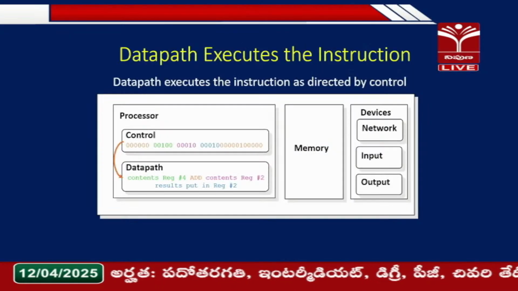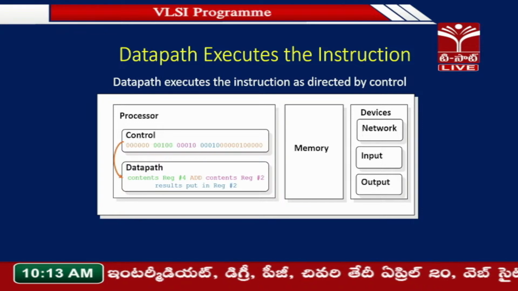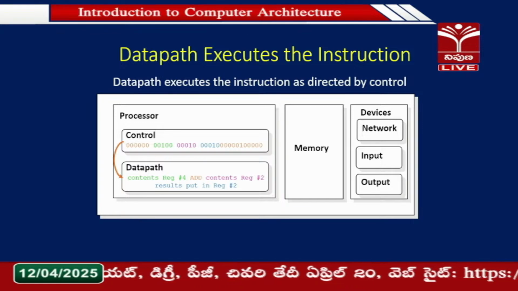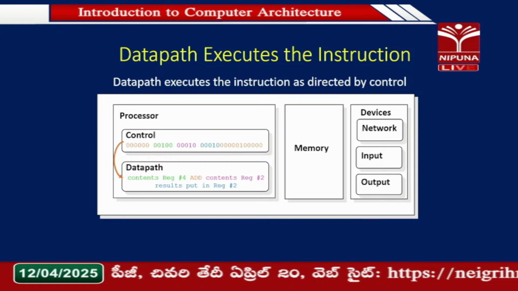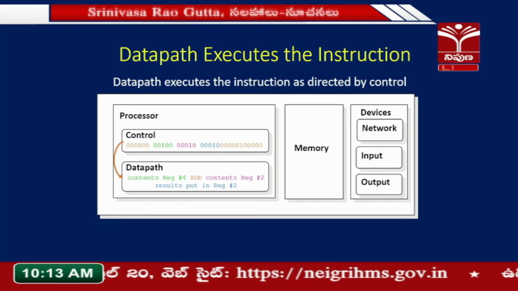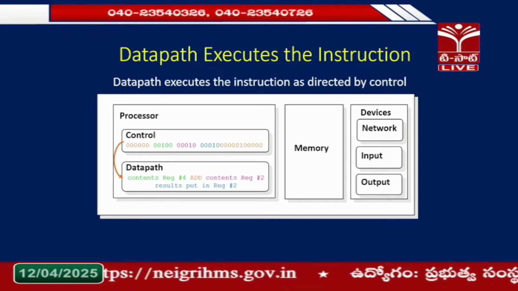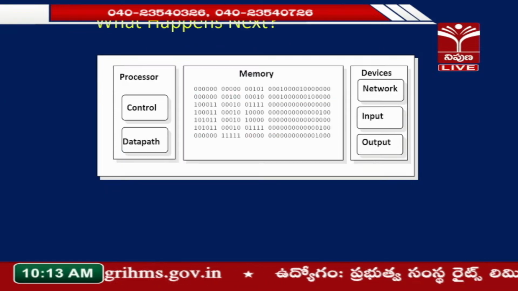Okay. So, once you have that, the control unit executes the instructions as directed by the control, right. And now this particular instruction that we are discussing is an add instruction. So, the control unit will say, okay, data path unit adder is enabled, and the adder is basically adding these two numbers and putting back the result.